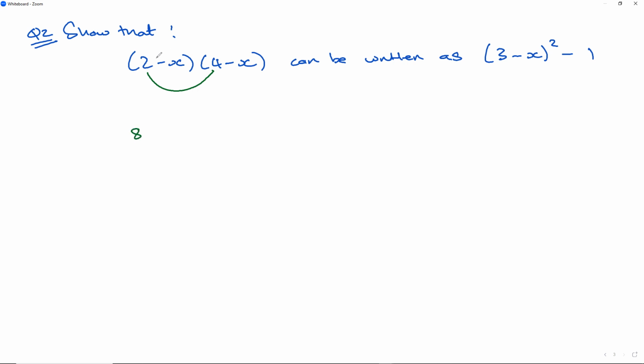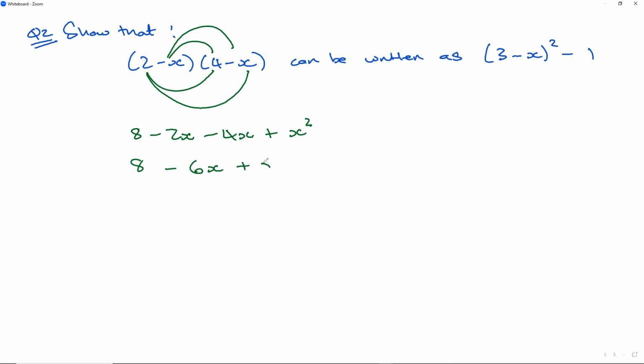And then I am going to take 2 and multiply it by the outer term, which will get me -2x. Then -x times 4 is -4x. And -x times -x is positive x squared. Then I get 8 minus 6x plus x squared. Now, if I look at this over here, I need to write it in there, which means I've got to have some kind of -1 on the end of it.